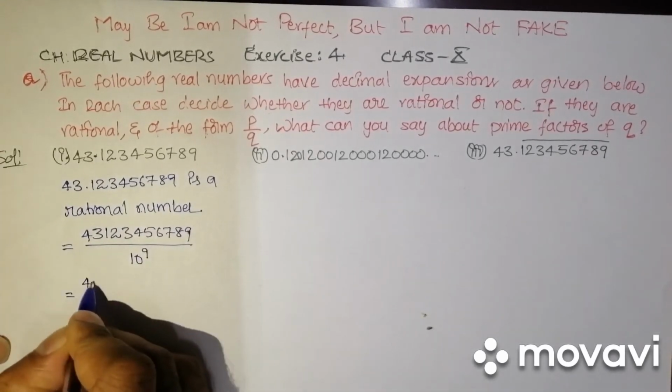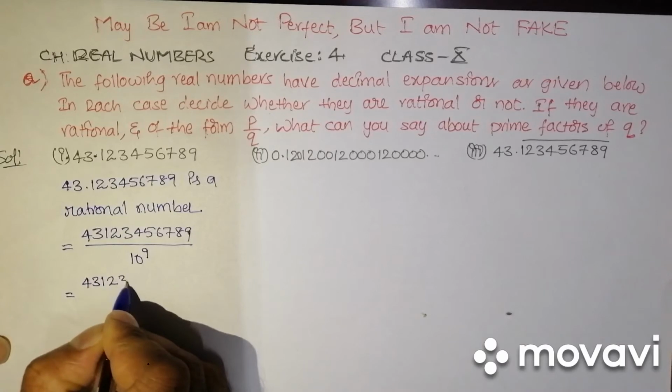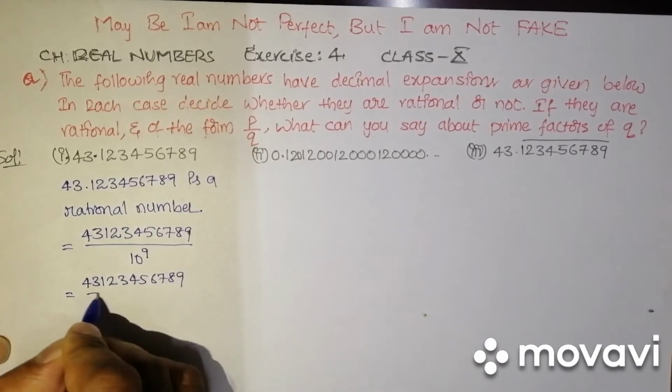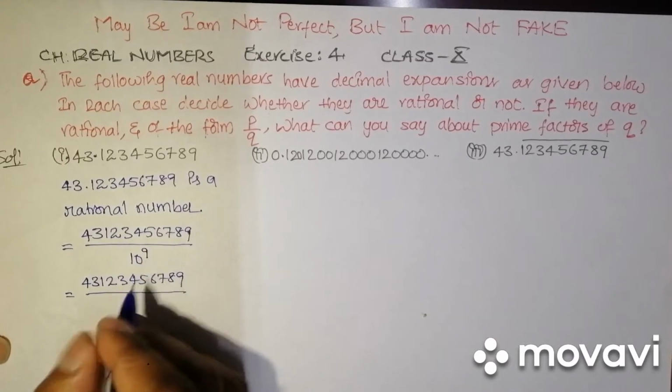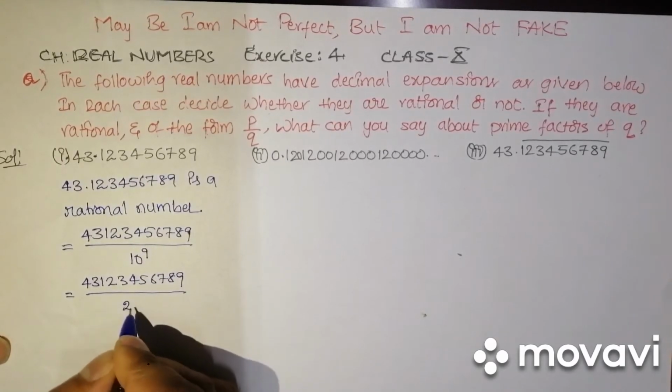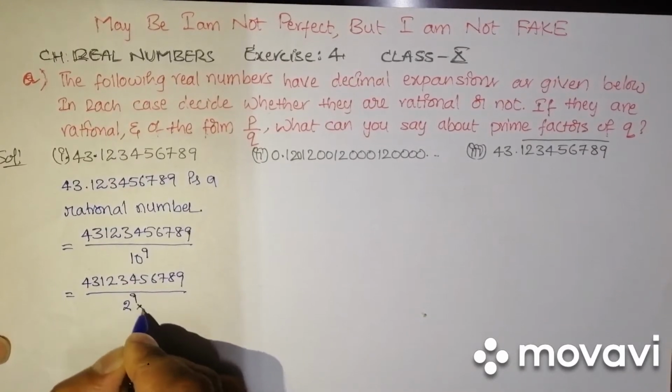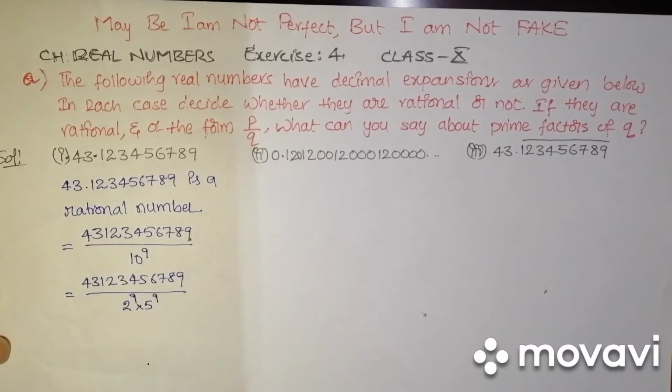This can be written as 4312345678 9 by 10 to the power of 9, which can be written as 2 into 5 to the power of 9. This can be written as 2 to the power of 9 into 5 to the power of 9. What exactly I want to say here is the denominator has 2 and 5 as factors.